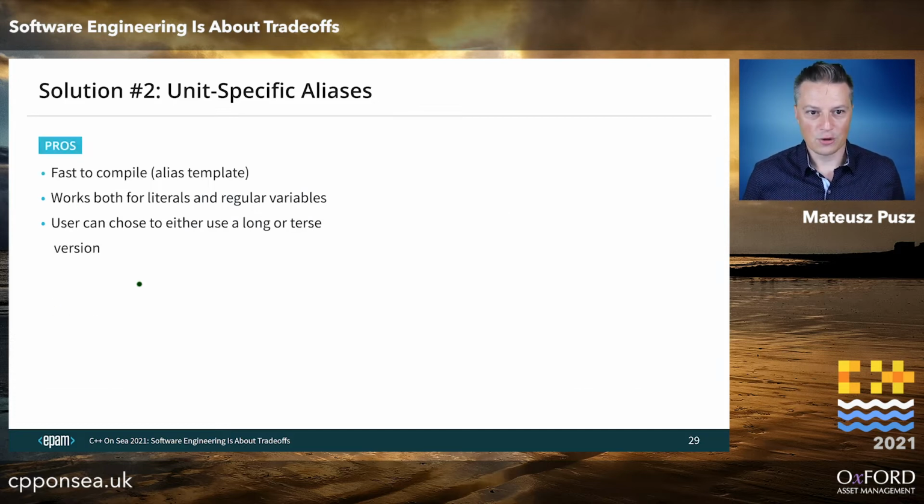So, good sides of this solution. It's still fast to compile because those are alias templates. It works both for literals and regular variables again. And the user can choose to either use a long or terse version.